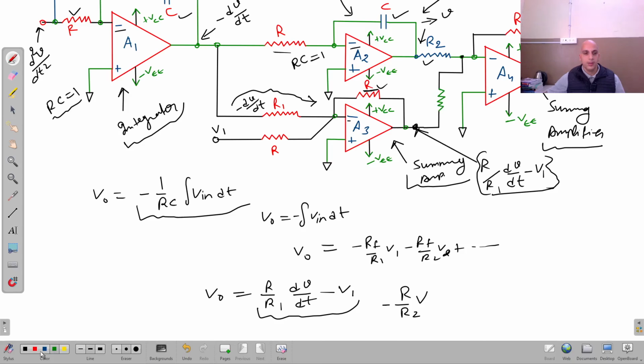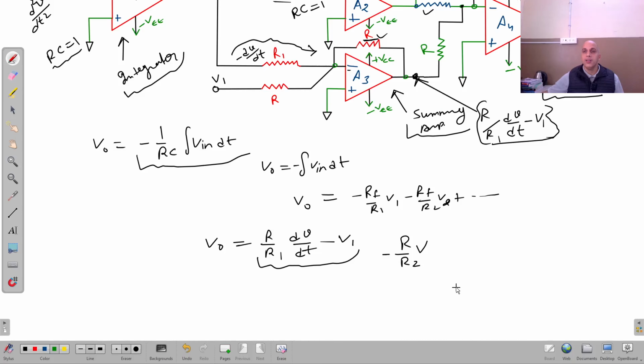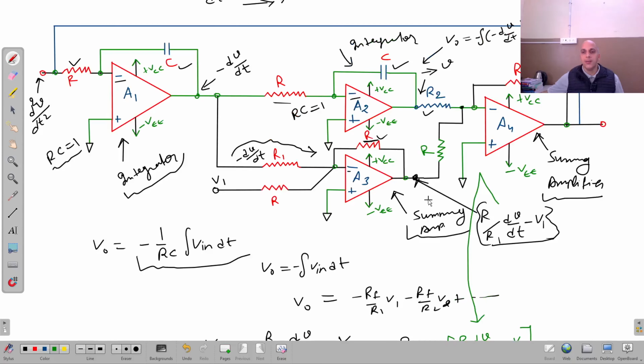Let this resistance be R again. But the second input here will be R upon R, right? It means 1 minus R upon R1 into R upon R1 dB upon dt minus B1. This one goes to here as it is, with a negative sign, because RF upon R means R upon R is 1.